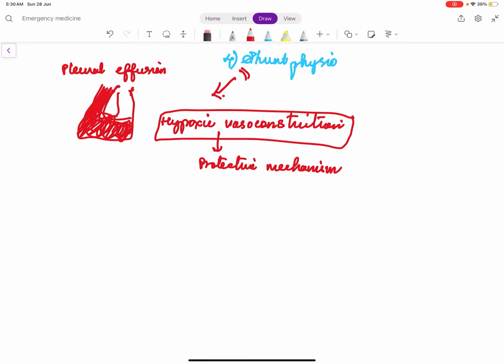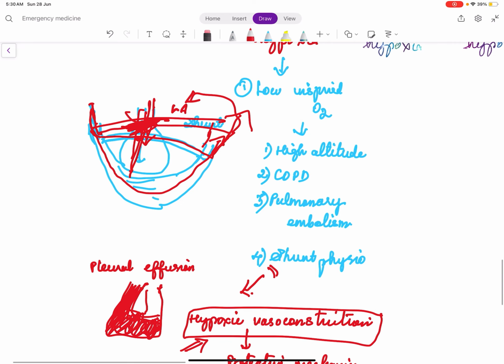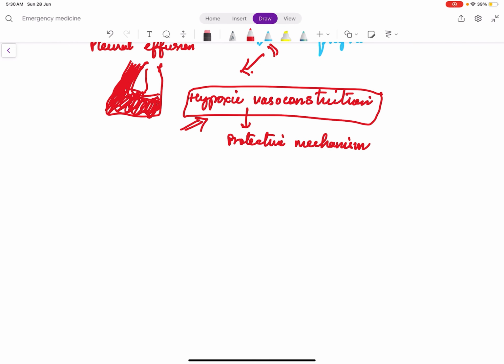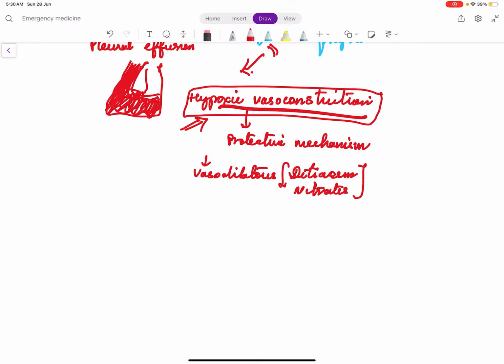Alright, so to counteract this mechanism, there is hypoxic vasoconstriction. The pulmonary arteries also get constricted, so blood flow does not occur to the hypoxic or collapsed alveoli. So this is a mechanism to protect against the shunt which can normally form when there is lung atelectasis. When does this hypoxic vasoconstriction fail? When we are giving some vasodilators for some other reason. For example, diltiazem is a vasodilator. Nitrates are vasodilators. So assume that this effusion is due to a cardiac failure.